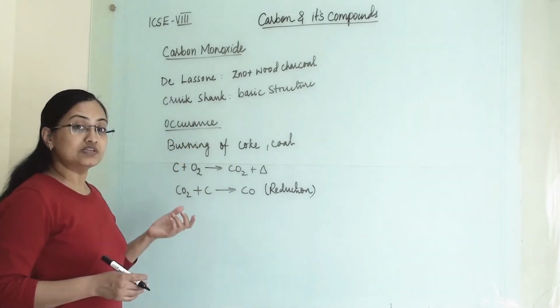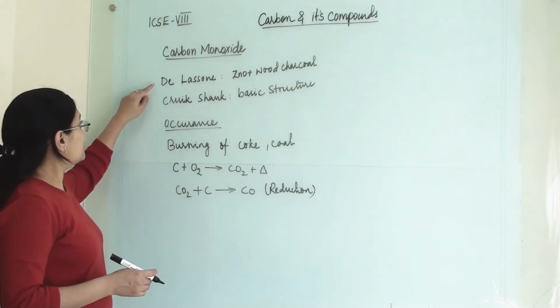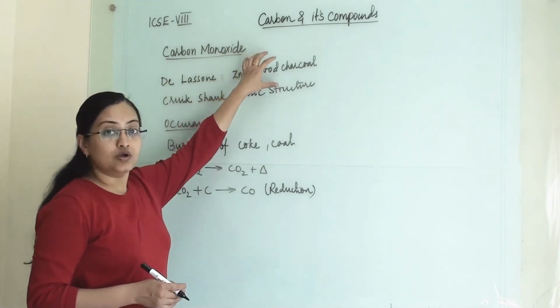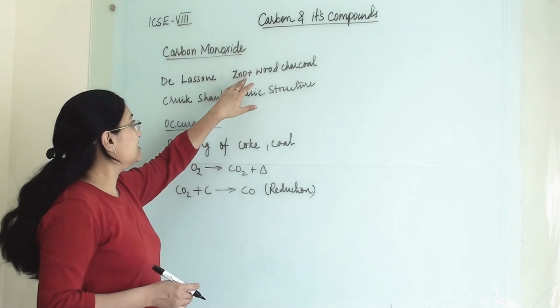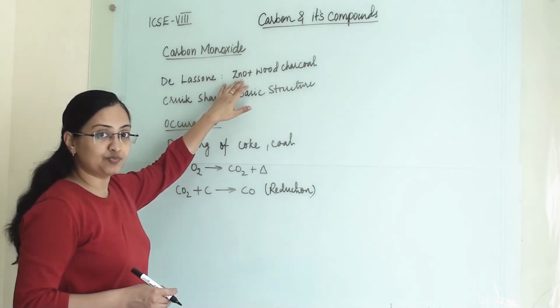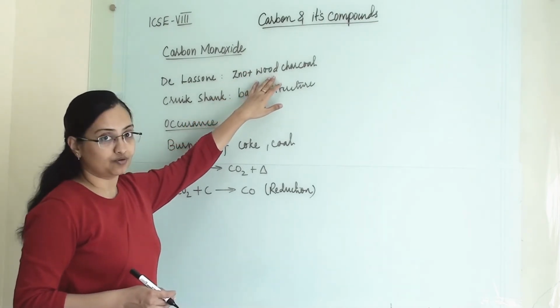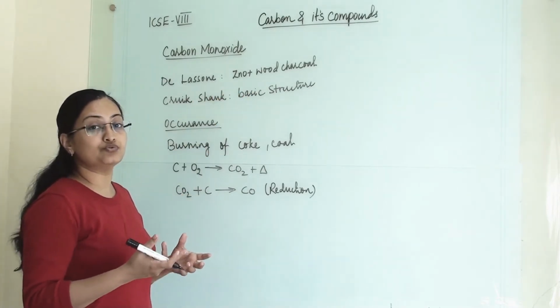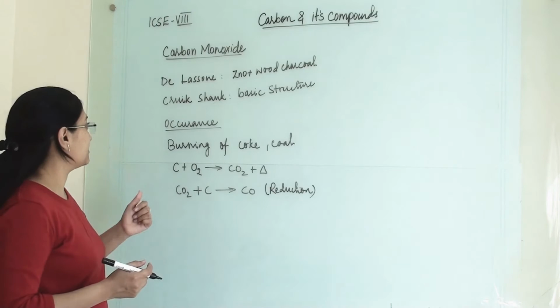So first, who discovered carbon monoxide? Lassone was the scientist who produced carbon monoxide by the reaction between zinc oxide and wood charcoal. He burnt zinc oxide and wood charcoal and produced carbon monoxide in the laboratory.